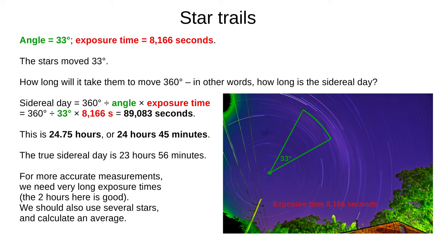The true sidereal day is 23 hours 56 minutes, so we were a bit off here. For better accuracy, we need exposure times as long as possible. We should also choose star trails as far as possible from the celestial pole, and calculate an average from several stars. Also, bear in mind there can be some distortion when you turn the celestial sphere into a flat photo, so this could affect your angular measurements.